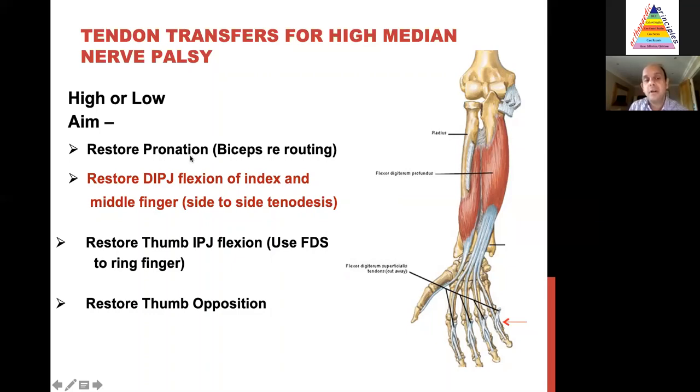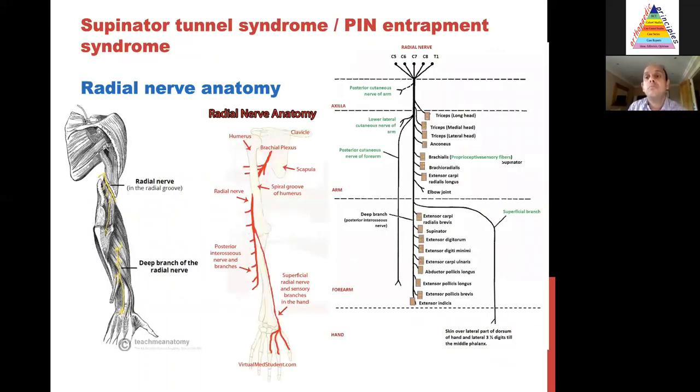Restore pronation. Now I have never done this myself, but you need to use the biceps tendon. That's why I've not put any slides. It's just more academic for you to bring up in the exam. It's just biceps because it's attached to the radial tuberosity, and you need to reroute it in a way that it starts pronating, basically. So that was median nerve in total. We spoke about pronator syndrome, AIN syndrome, median nerve course and branches, tendon transfers to restore thumb opposition, thumb flexion, your DIP flexion to your second and third finger, and then forearm pronation with biceps rerouting.